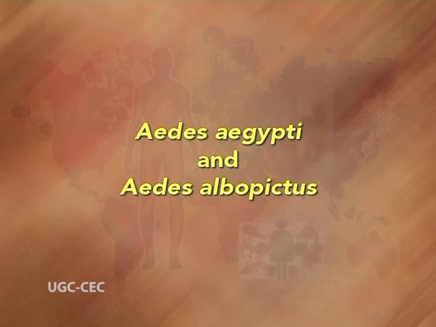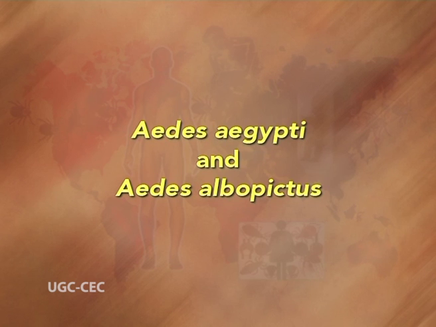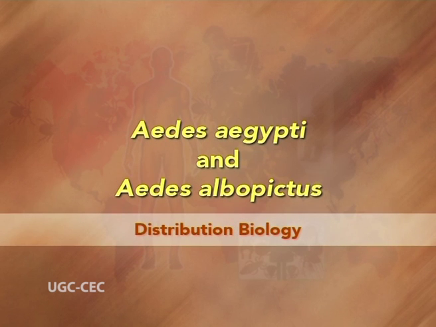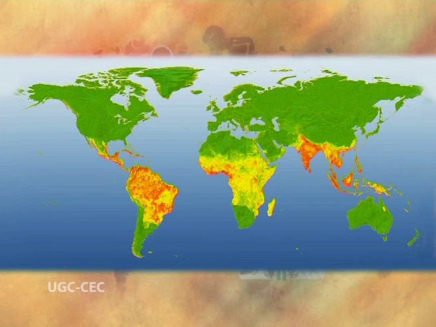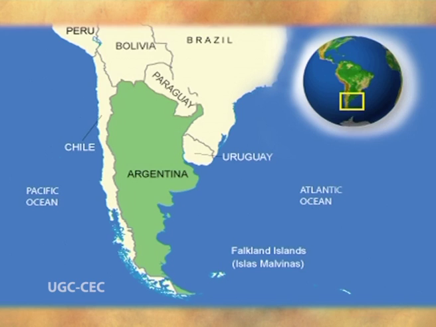Aedes aegypti and Aedes albopictus. Distribution biology. The yellow fever mosquito has a cosmotropical distribution annually and spreads to more temperate regions during the summer months. Originating in Africa, Aedes aegypti is now present globally in tropical and subtropical regions.